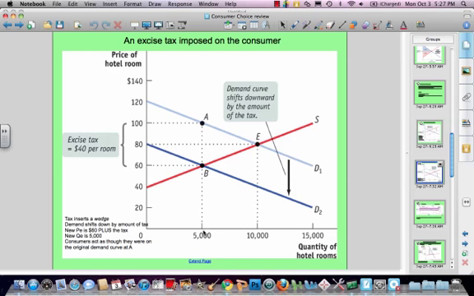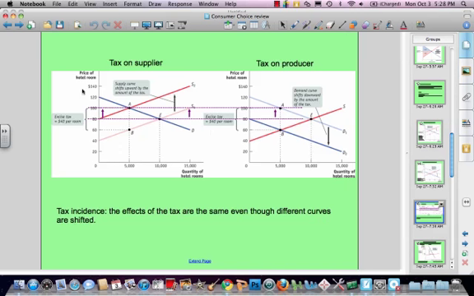Now, very important to understand here, if the excise tax is imposed on the consumer, they are also paying this amount, which is the tax. The price that the producer would charge is here, but the price that the consumer pays is the price charged by the producer plus the amount of the tax. Here you see really quickly in those two examples, the net effect of the tax was the same, even though different curves are shifted.